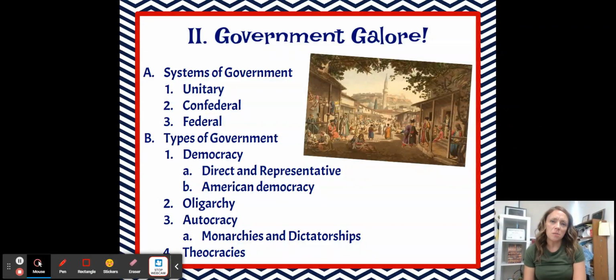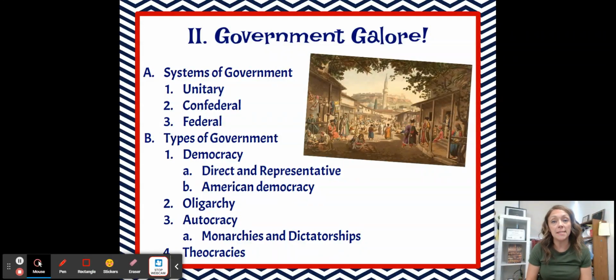And when you think of a system of government, I want you to think about how the government is comprised, like what are the different levels of government? And then when we talk about types of government, we're going to figure out how each of those different types functions, okay? So first we've got a unitary system.